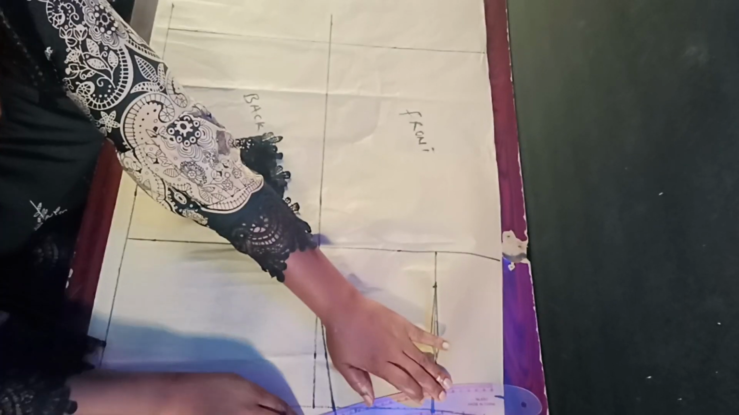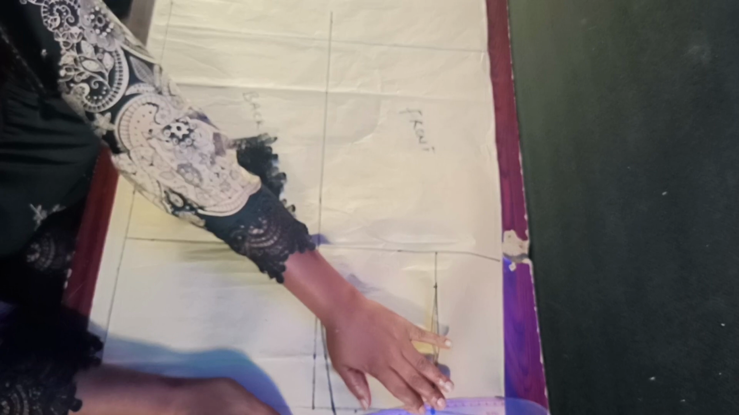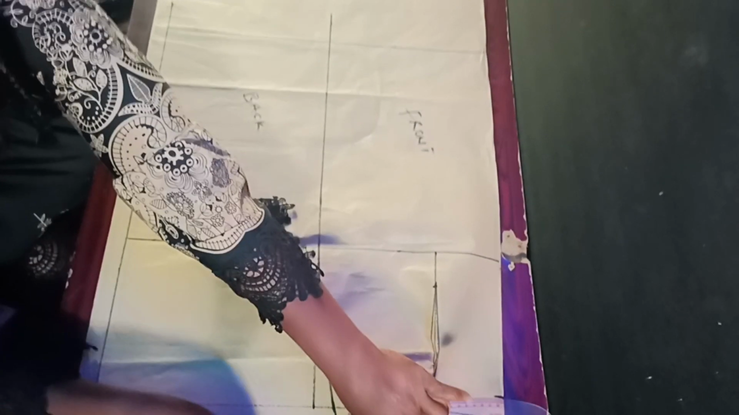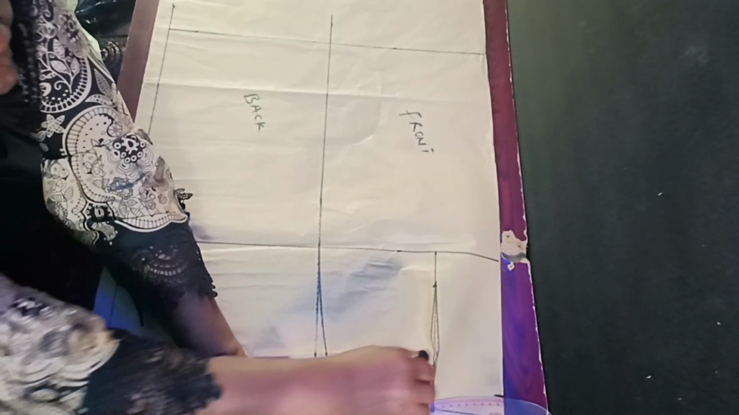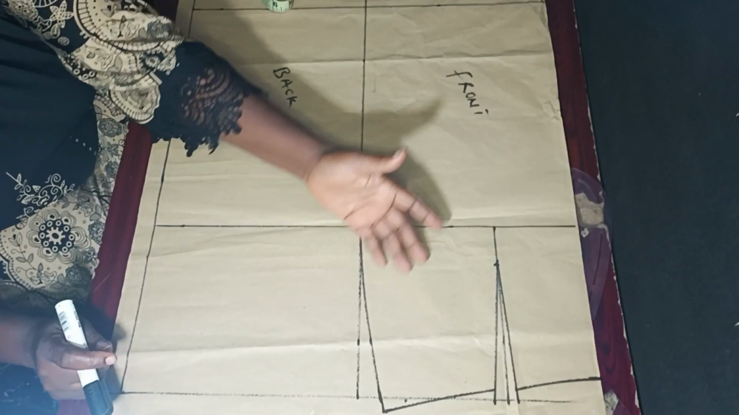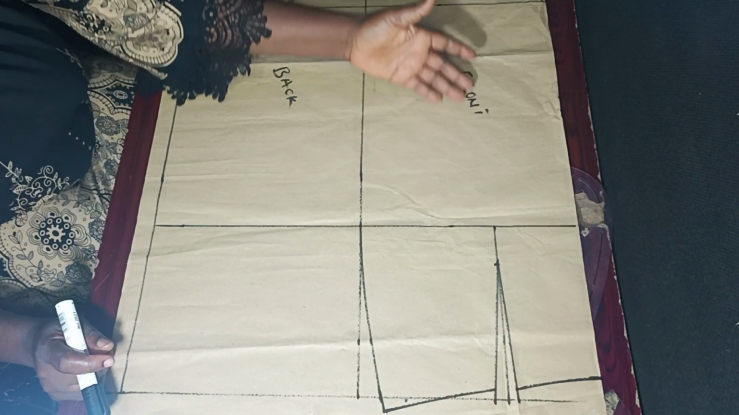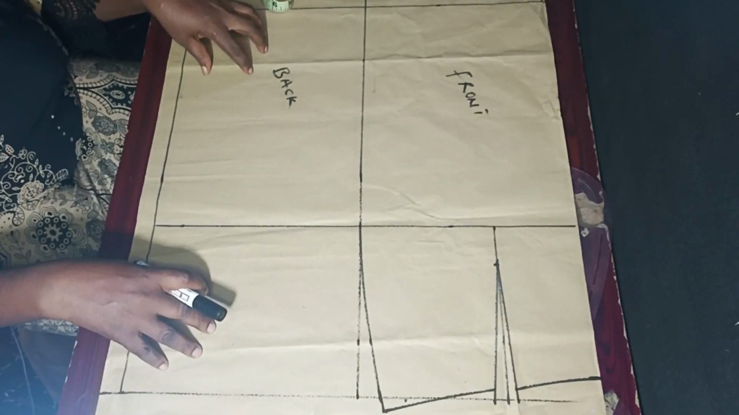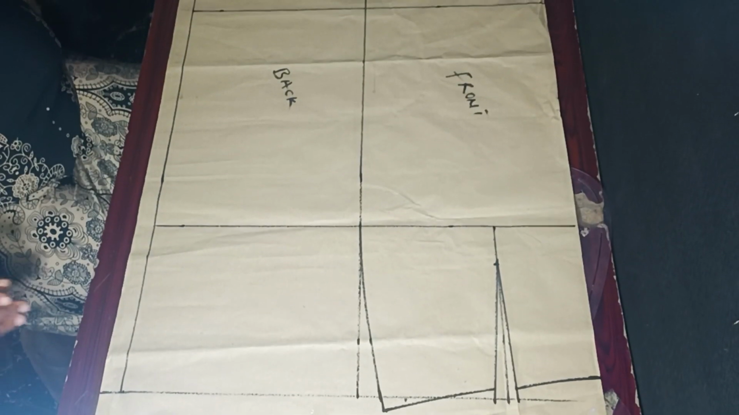We'll bring in our curve, and we are going to be connecting from here. So as you can see, our front skirt is ready. Now let's go to the back pattern.